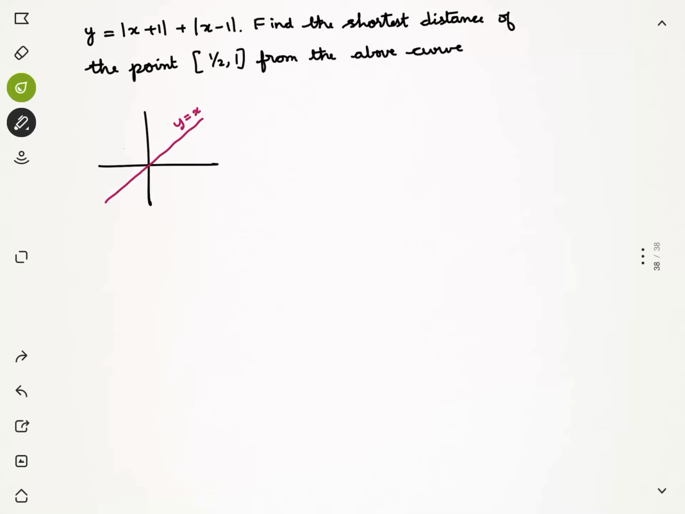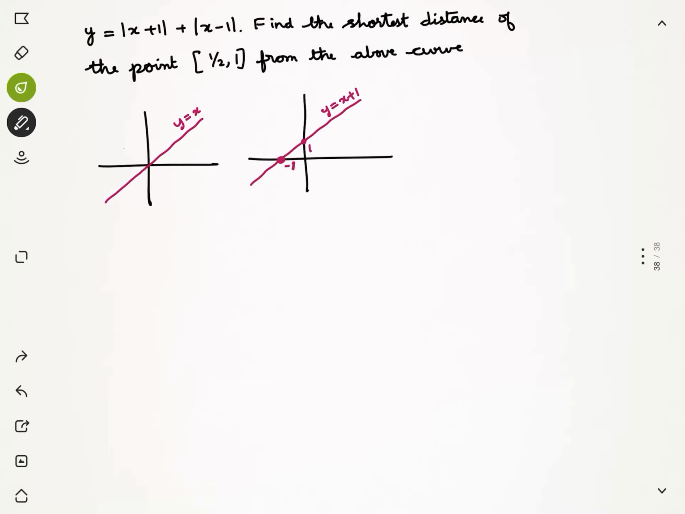Now from this y equals to x, if I have to construct y equals to x plus 1, all I have to do is just shift this pink color curve by 1 unit above. So if I shift it 1 unit upwards, this is what I'll get. This particular y equals to x plus 1 will cut my x axis at minus 1, and it will cut my y axis at plus 1.